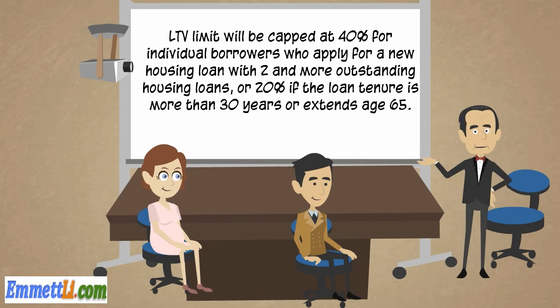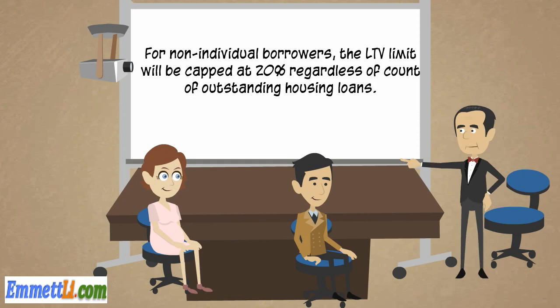The LTV limit will be capped at 40% for borrowers applying for a new home loan with two or more outstanding housing loans, or 20% if the loan tenure is more than 30 years or extends past age 65. For non-individual borrowers, the LTV limit will be capped at 20% regardless of the count of outstanding housing loans.